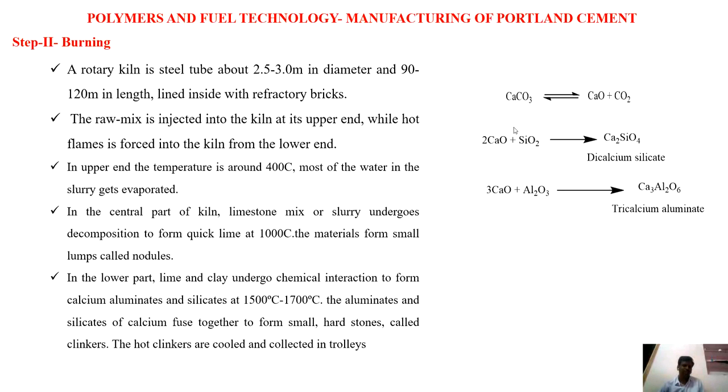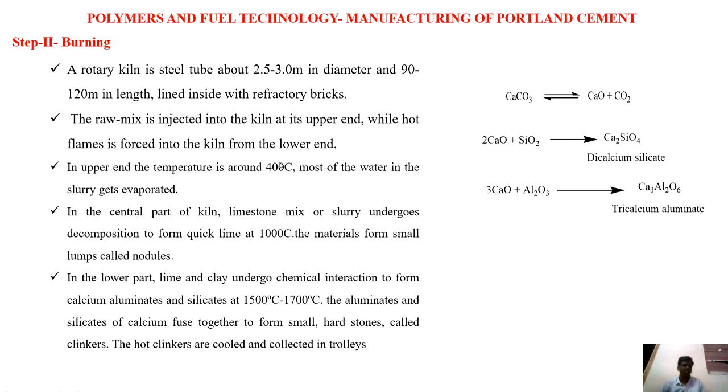So here we are using a rotary kiln that is 2 to 3 meters in diameter and 90 to 120 meters in length. It is made up of a steel tube. It has three different parts. First, the slurry or paste is allowed to pass through the upper part. In this upper part, the temperature is 400 degrees centigrade, where the slurry undergoes dehydration. That means water present in the slurry is removed.